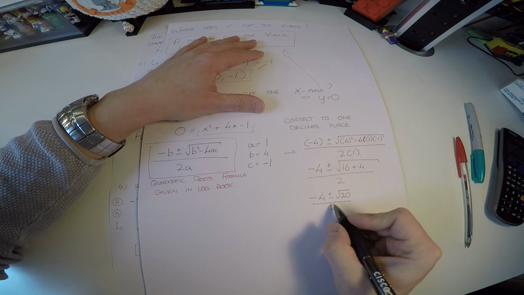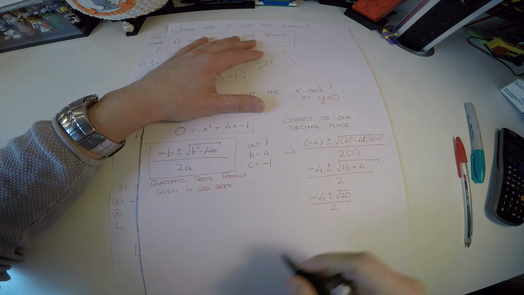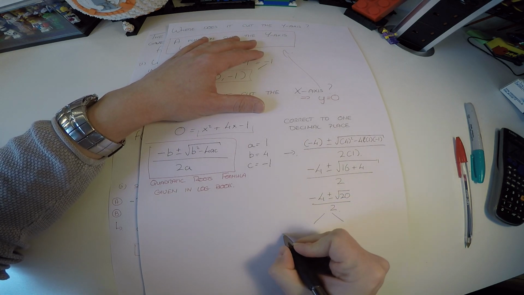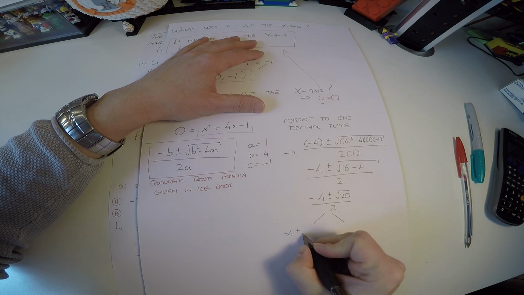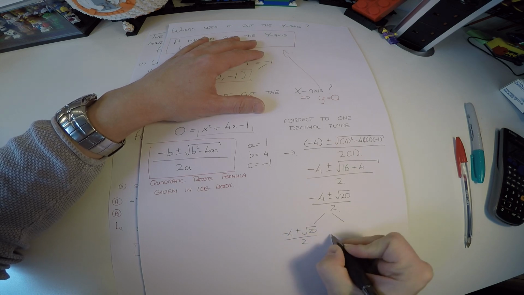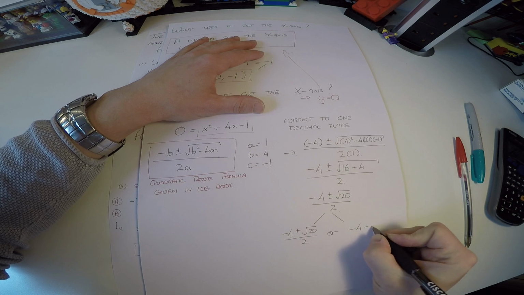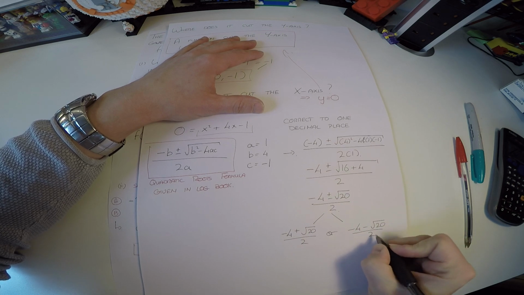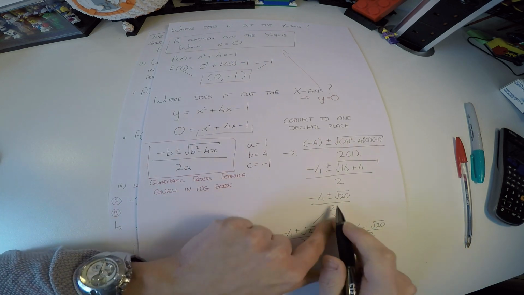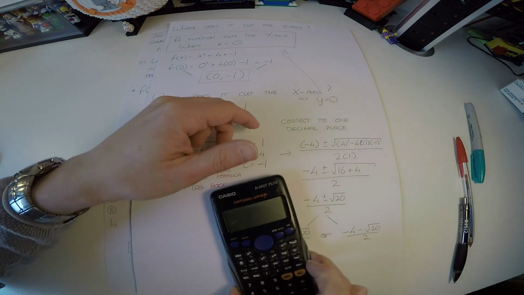So now we have two answers. We can't get the square root of 20 exactly. But what we can do is we can say it's either minus 4 plus root 20 over 2 or minus 4 minus root 20 over 2. So we split this plus or minus into two different answers. That's what we have. So let's put each of these into our calculator.